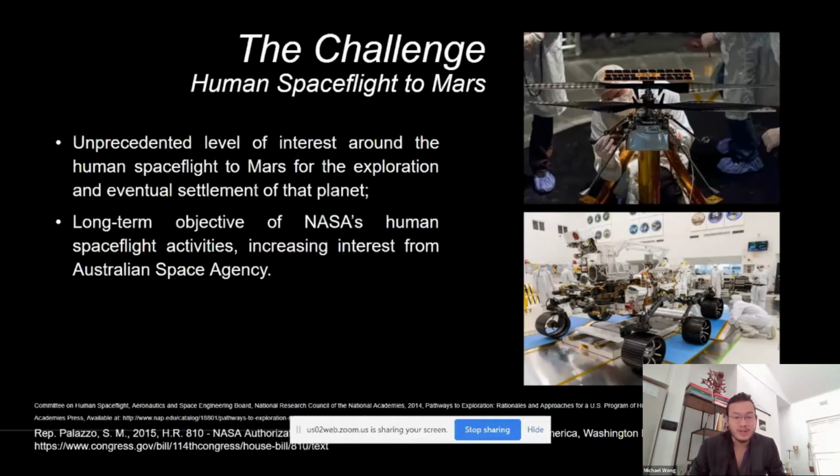One of the long-term objectives of NASA's human spaceflight activities has been around creating a healthy environment, as outlaid in the very, very large NASA Human Research Roadmap. But there has also been increasing interest from other agencies, including the Australian Space Agency, not to mention private sector, as well as research institutions like us at the University of Sydney, and many of you who are participating today.